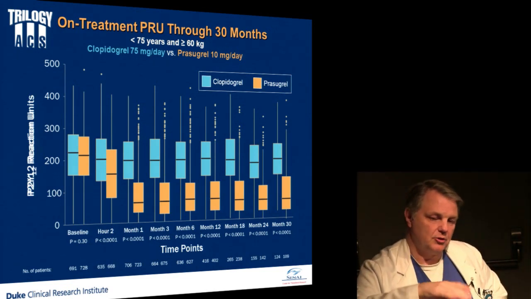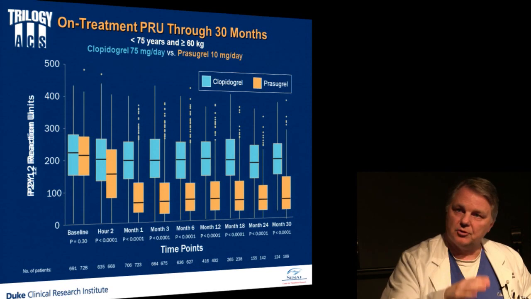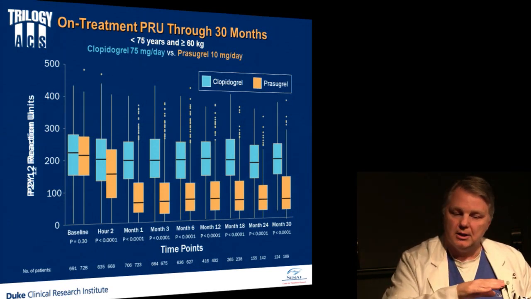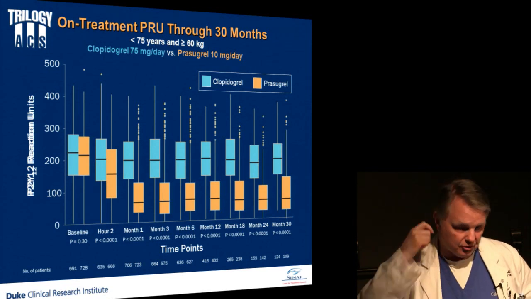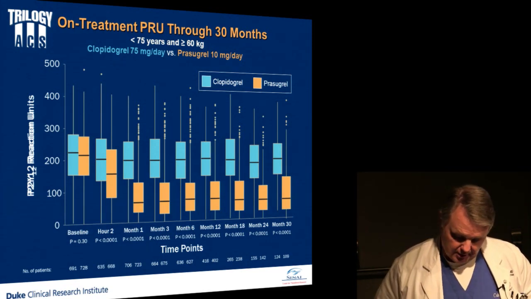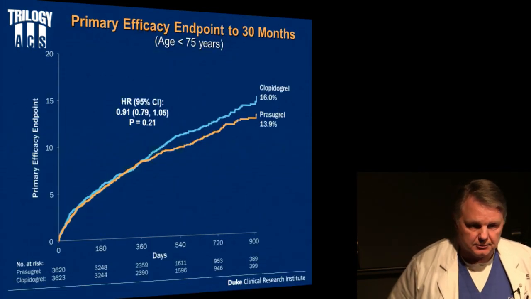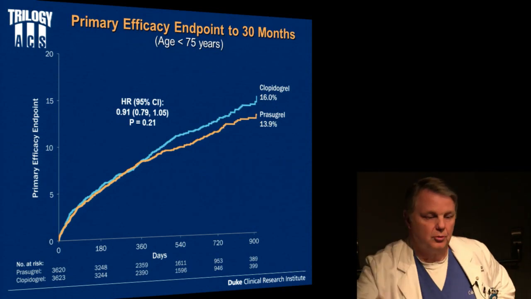But if you look at the patients that were randomized to prasugrel, there was a very significant drop, already a small change at 2 hours, but then it stayed remarkably consistent up to 30 months in this trial. So very effective therapy in this setting. You have seen this data before.